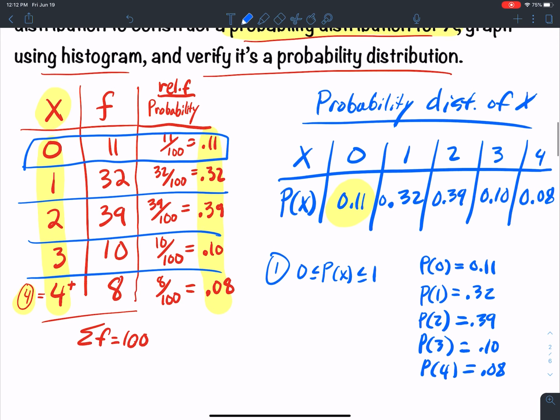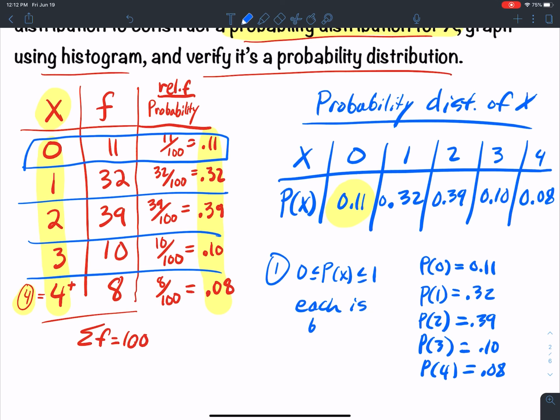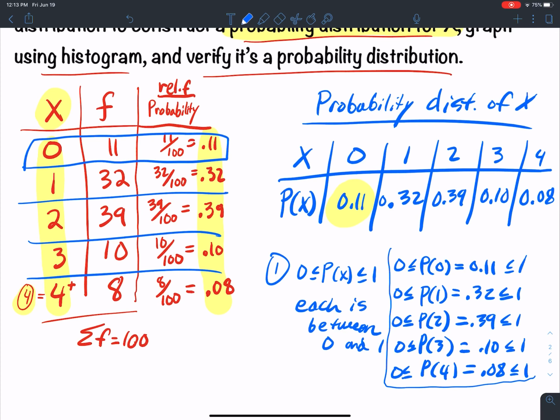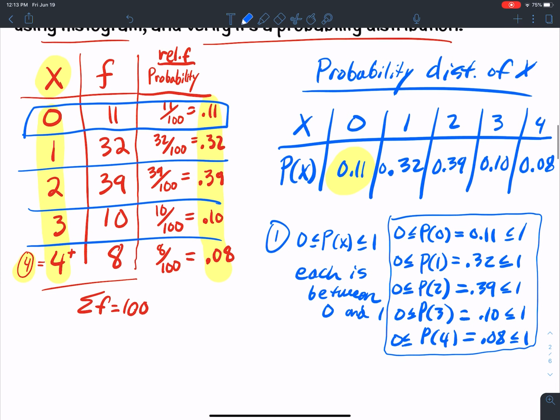Now, what do I know about those probabilities? Each is between 0 and 1, meaning each of these is between 0 and 1. And this is what I'm looking for when you write out your solution, to verify the first step.